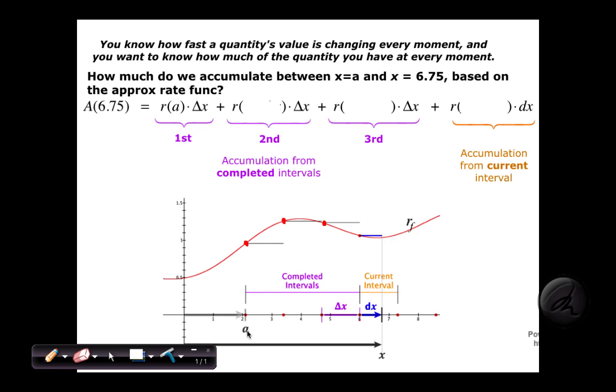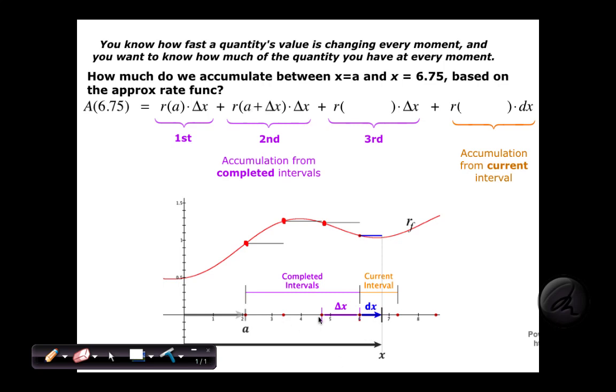I start at A and then I go to the right by delta x. So what would be a name for this red dot's x value? A plus delta x, right? Start at A and go to the right by delta x. That's getting larger by delta x, so A plus delta x.